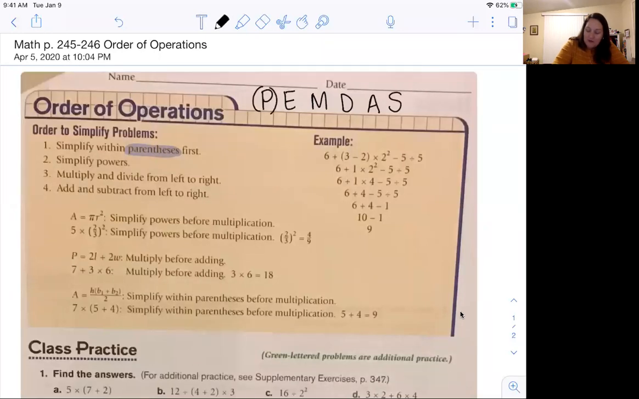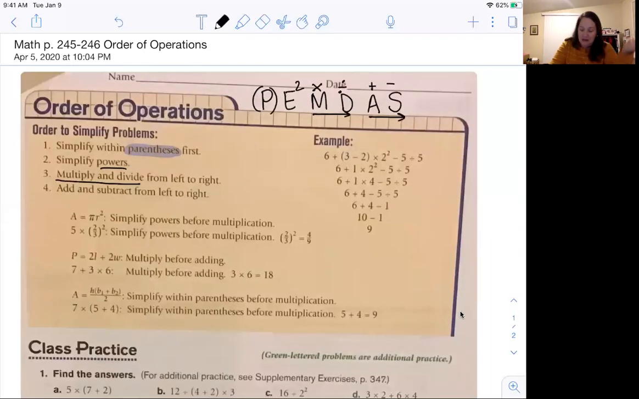So parentheses first, then exponents, then you multiply and divide in the order they appear, so from left to right. So I do this little arrow here, and I do multiply and divide in the order they appear. Then you add and subtract in the order they appear. So that means if a subtraction comes first, you'd subtract before you add.